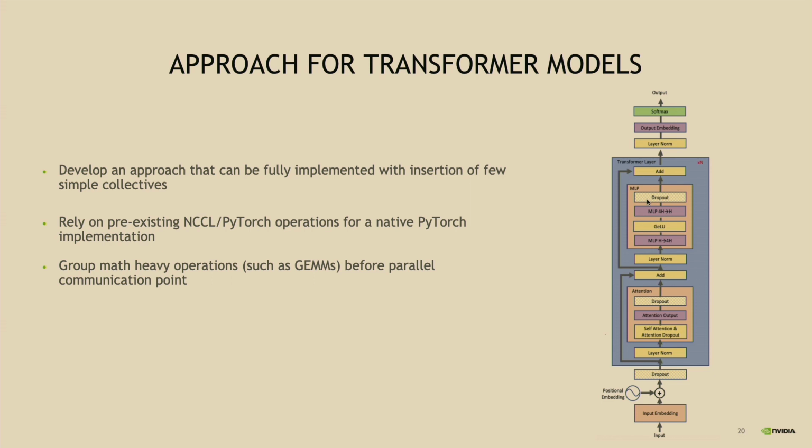Our approach for parallelizing the transformer is based on simplicity. We want to parallelize our code by insertion of a few simple primitives such as F and G, as I explained in the previous slide. For these primitives, we rely on NCCL and PyTorch, and we do not try to develop anything fancy in C. Our approach relies on grouping the math-heavy operations as much as possible before we introduce a parallel communication point. Let's see how we can do this in the transformer.